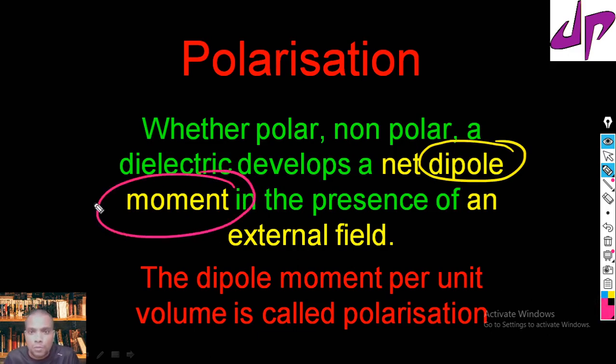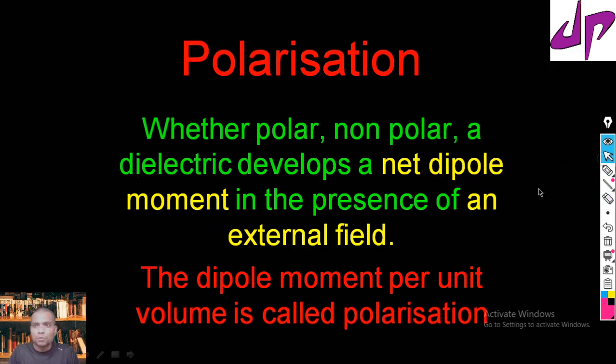So whether a polar molecule or non-polar molecule, a dielectric develops a net dipole moment in the presence of an external field. Now that dipole moment per unit volume is called polarization. So let me discuss how this dipole moment occurs in the presence of an electric field.